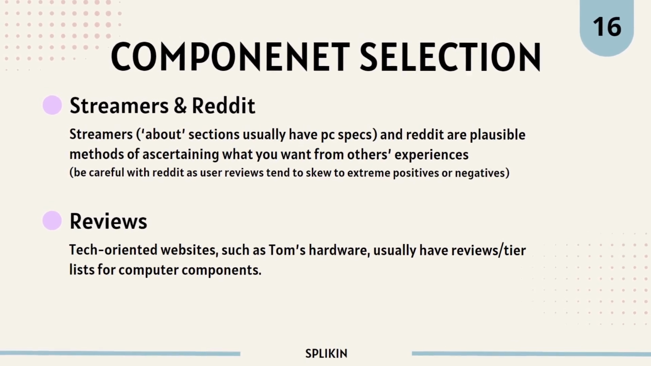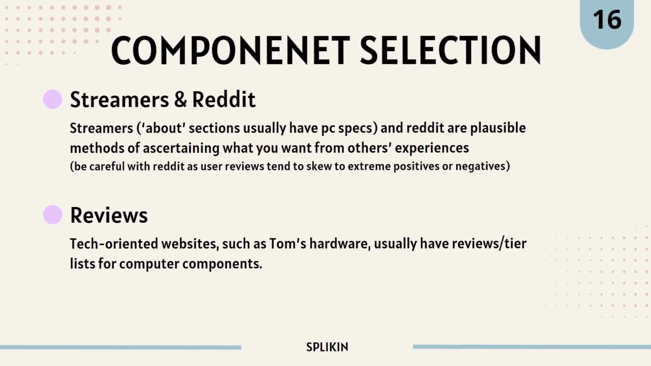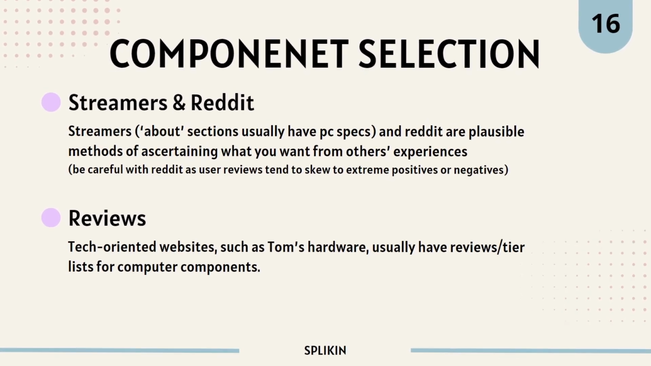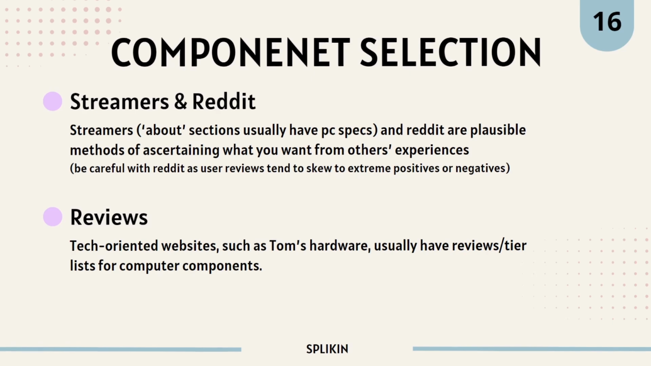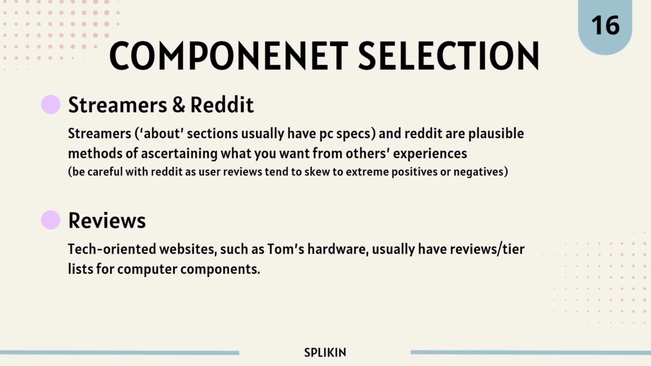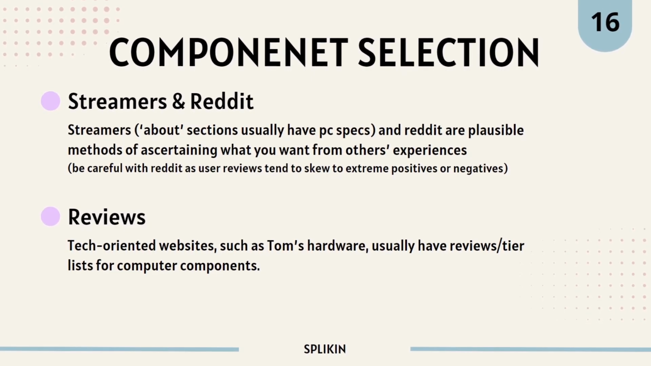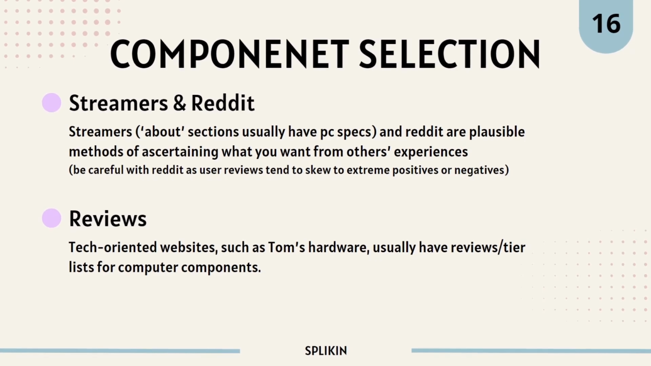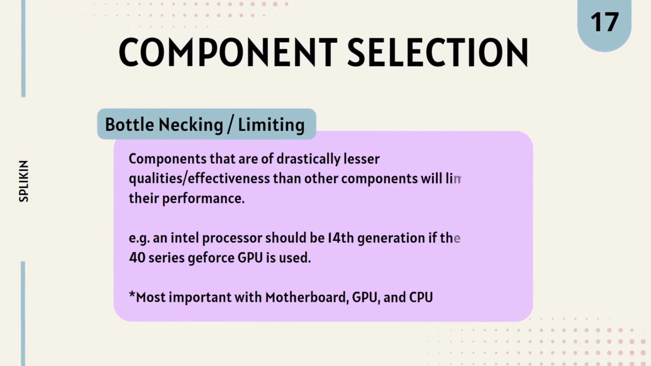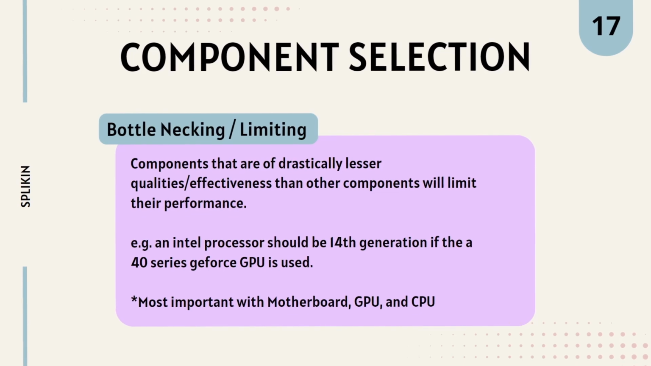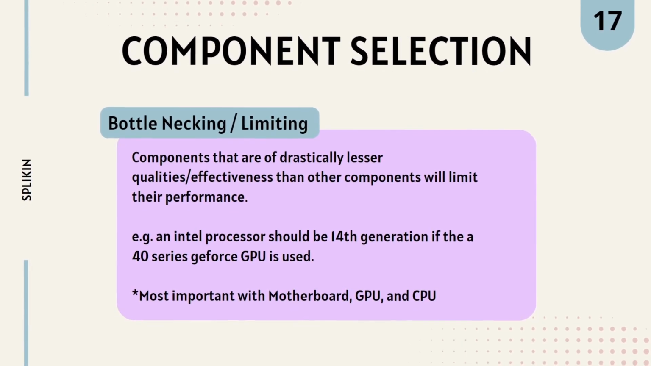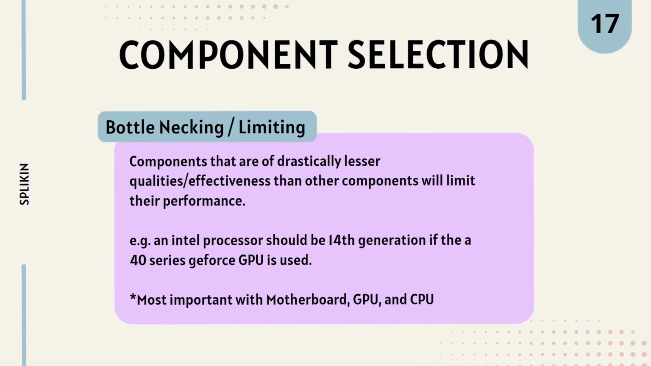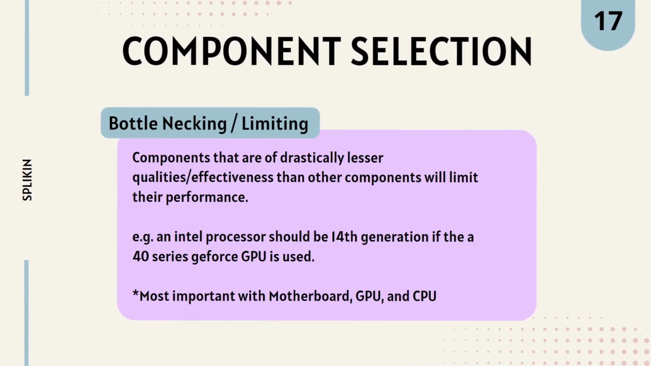Streamers are typically known to have higher quality components, so viewing streamer builds allows you to identify what the current standards are. If you want a more in-depth analysis, you can go to tech-oriented websites such as Tom's Hardware, which usually have reviews for most components on the market. Another key term is bottlenecking or limiting. Essentially, components of vastly different qualities or effectiveness will limit the performance of other components that are of higher qualities.